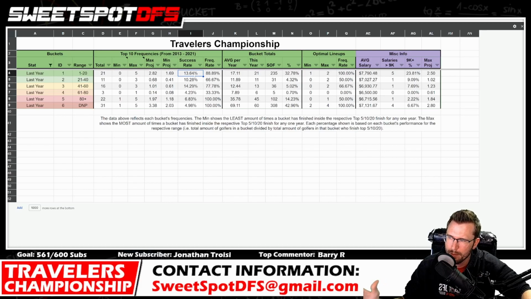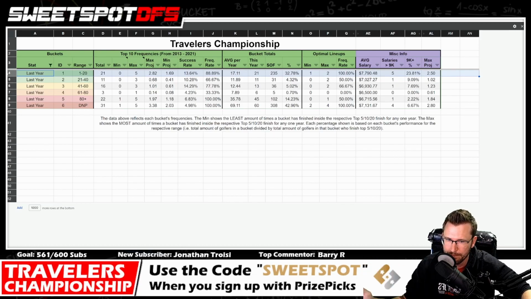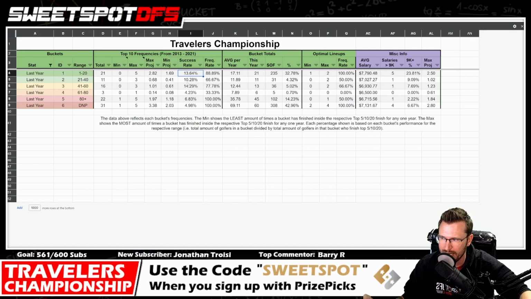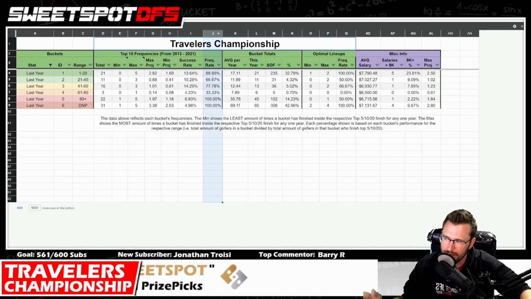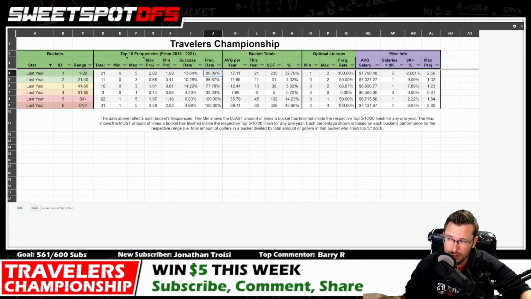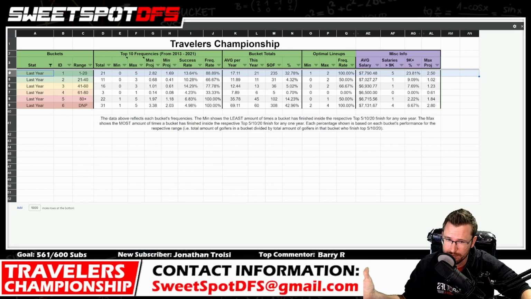It's not super high, but this takes into account every single golfer that's ever been in this bucket dating back to 2013. The success rate is how many of that total number finish inside the top 10. You might be thinking, well, that doesn't really help me. Like, you know, one year we could add 10. That's where this column over here comes into play. Frequency rate. So dating back to 2013, how many years have we seen at least one golfer from this bucket inside the top 10? And it's 88%. So I'm assuming this is 8 out of 9 years we've seen at least one golfer from this bucket inside the top 10. So this projection of 1 to 3, pretty solid.